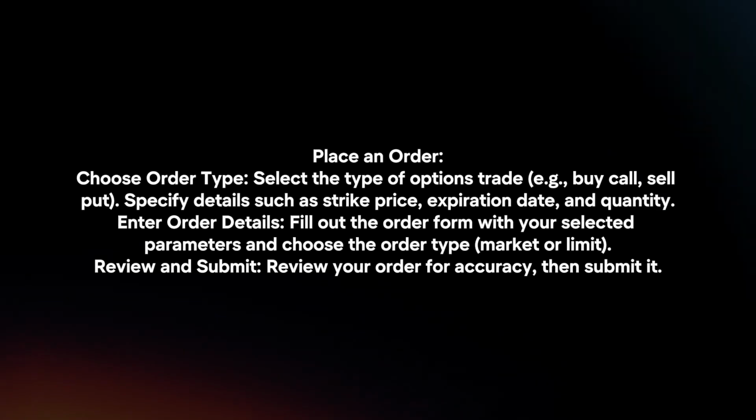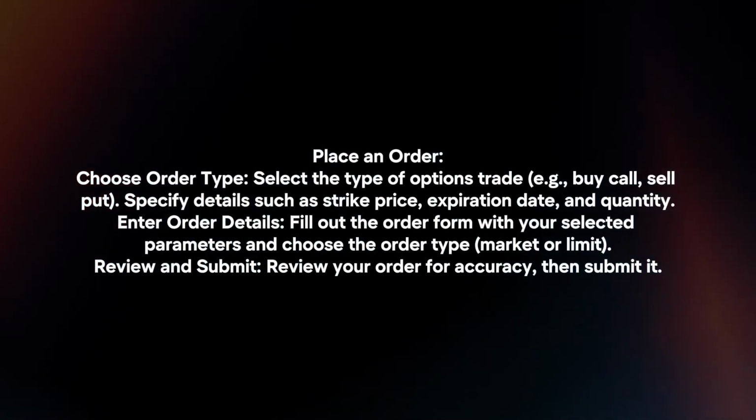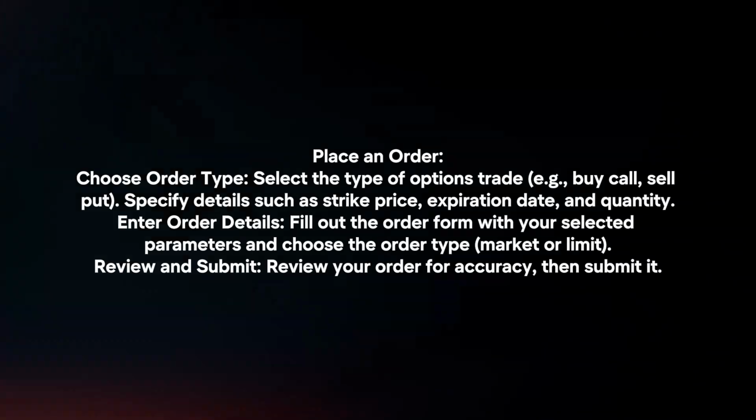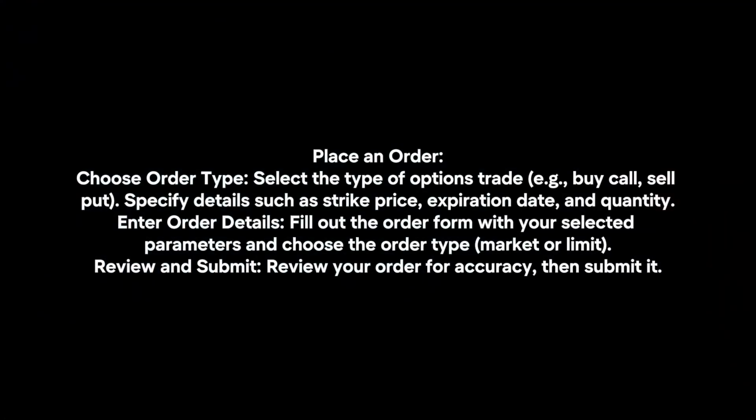Place an order. Choose order type. Select the type of options trade. Specify details such as strike price, expiration date, and quantity. Enter order details. Fill out the order form with your selected parameters and choose the order type. Review and submit. Review your order for accuracy, then submit it.